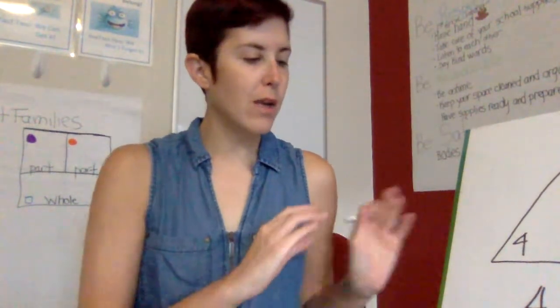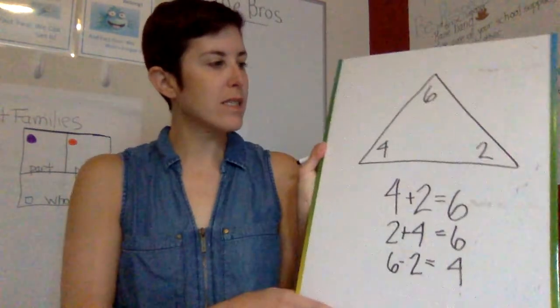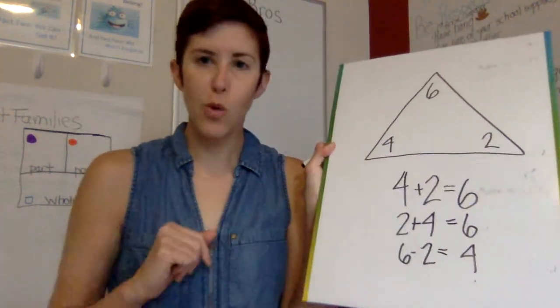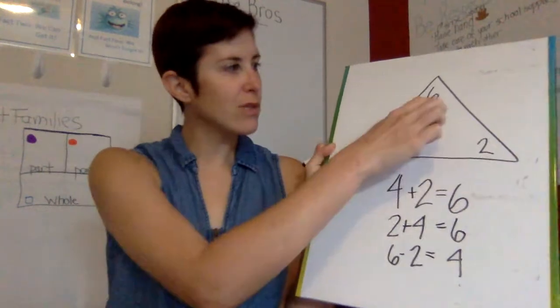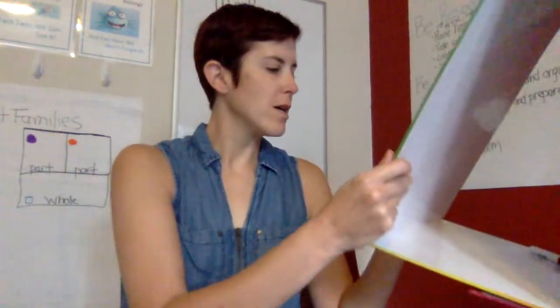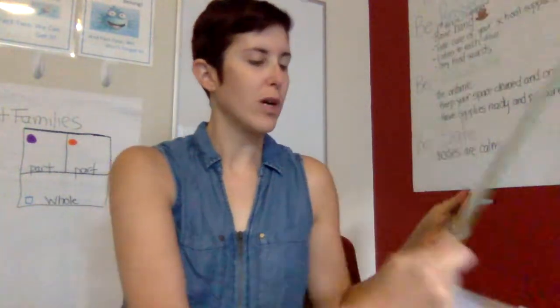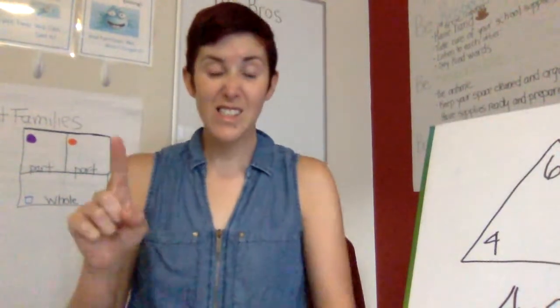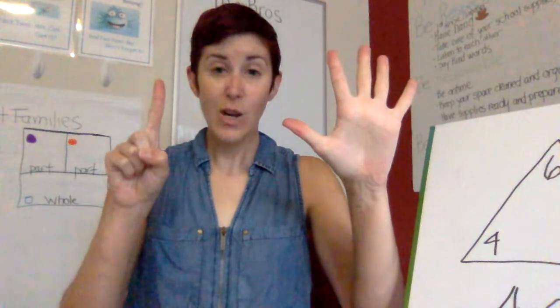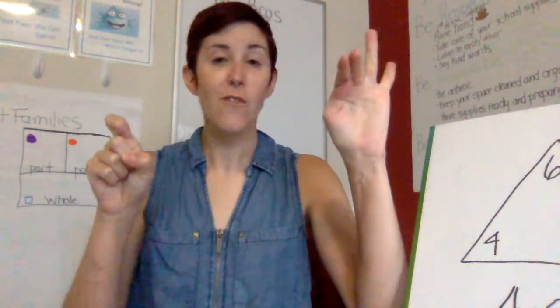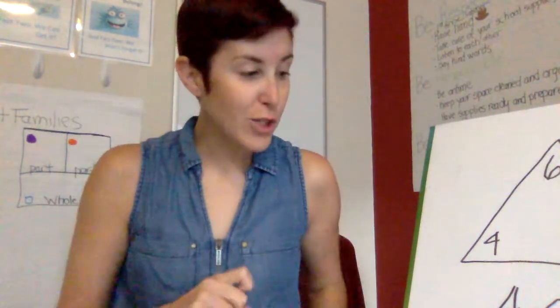What about another way? 6, how do I get to 2 if I'm using this? 6, right, take away 4. 6 take away 4 equals 2. So here we go. We have our 6, take away 1, 2, 3, 4. We are left with 2.